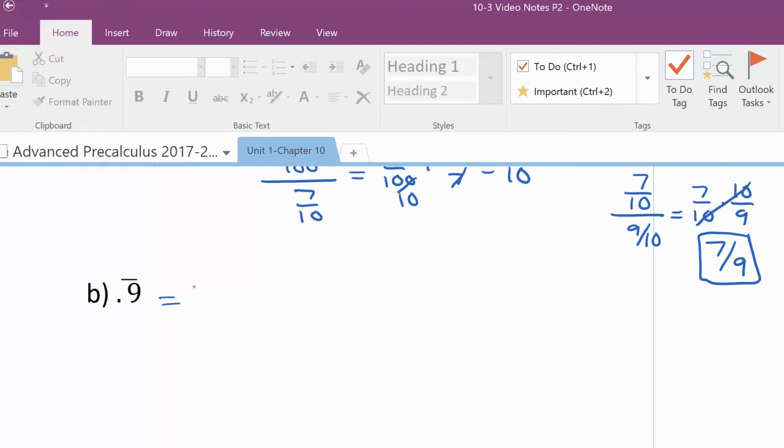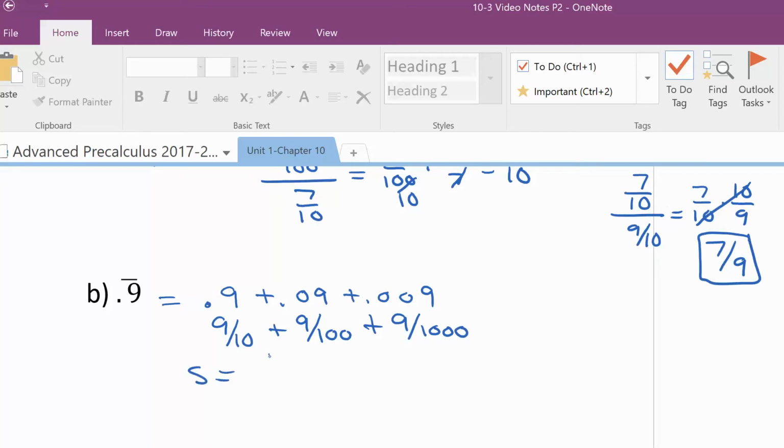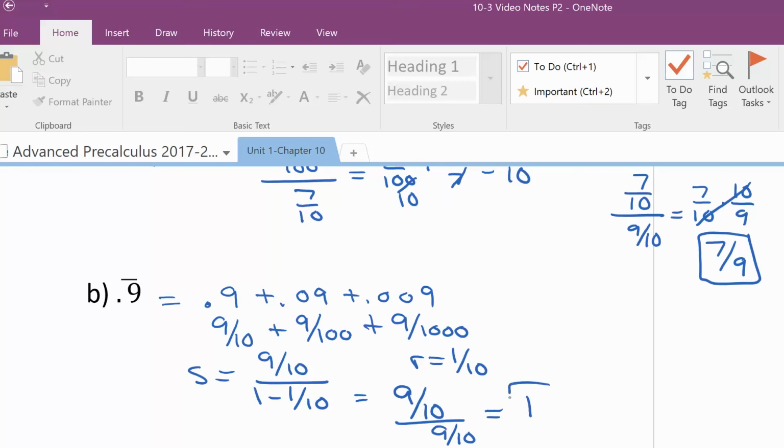So if you do the next one, it's 0.9 plus 0.09 plus 0.009, or in other words, 9/10 plus 9/100 plus 9/1000. So the first term is 9/10. The ratio is 1/10. So you have 9/10 over 9/10, which gives you 1.